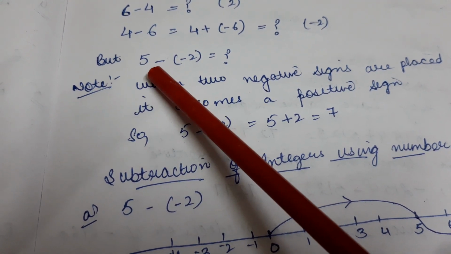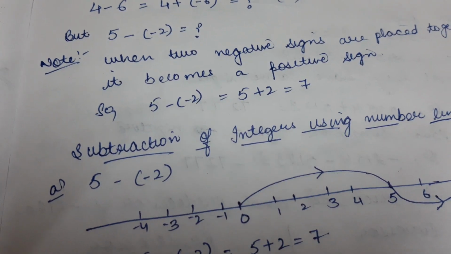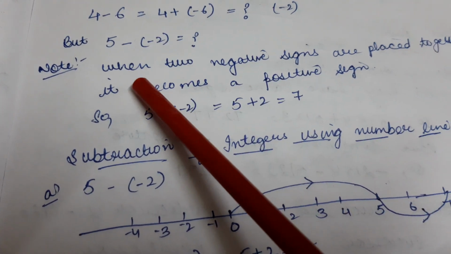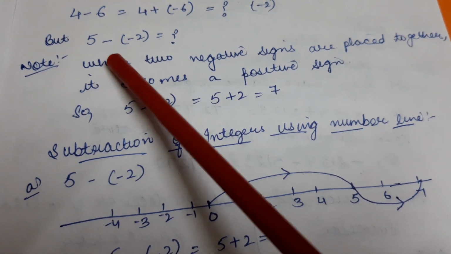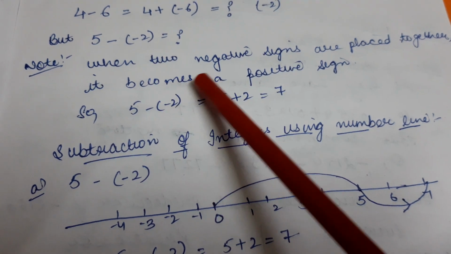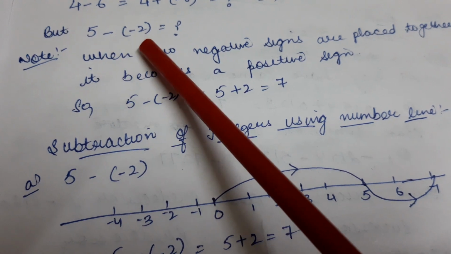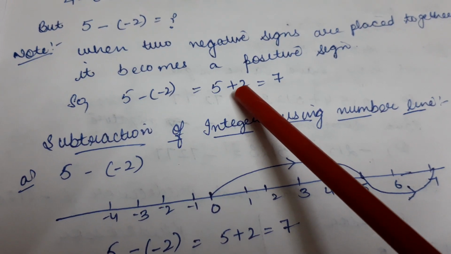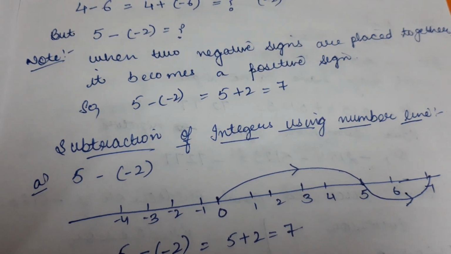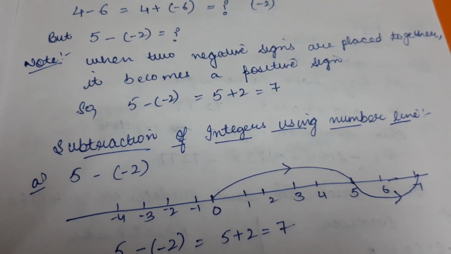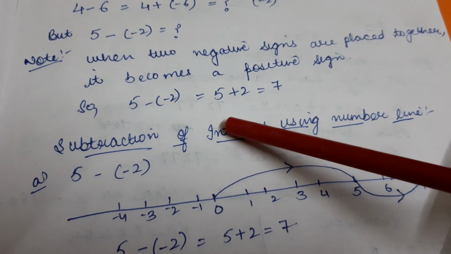But if we have 5 minus of minus 2, what we will do? One thing to note here is when two negative signs are placed together, then it becomes a positive sign. It means minus minus will become a plus. So it will become 5 plus 2. The answer is 7. So always remember this thing in mind.